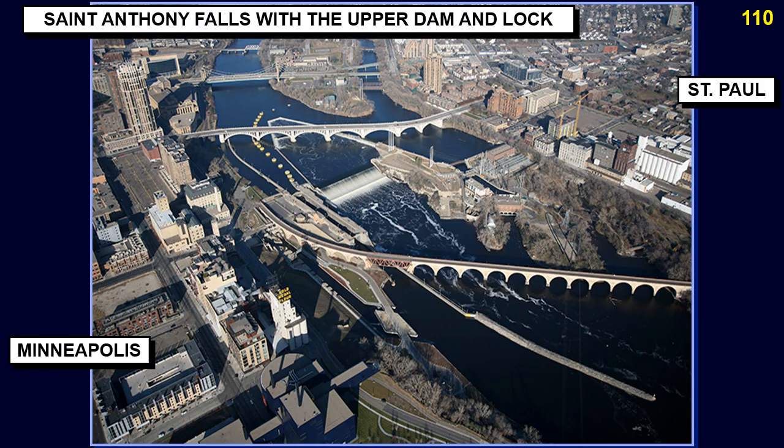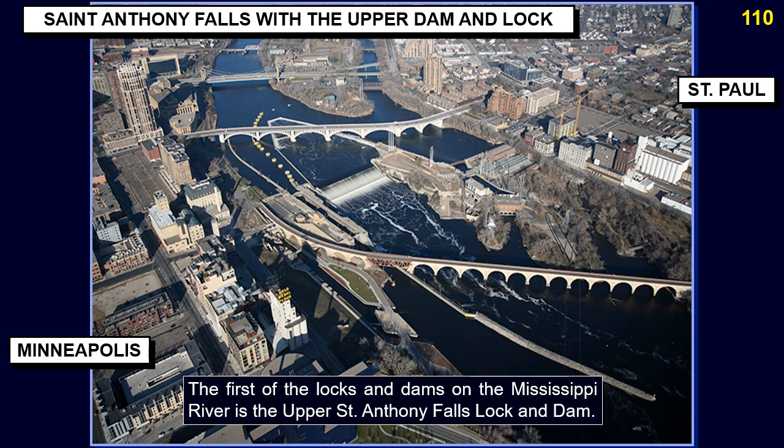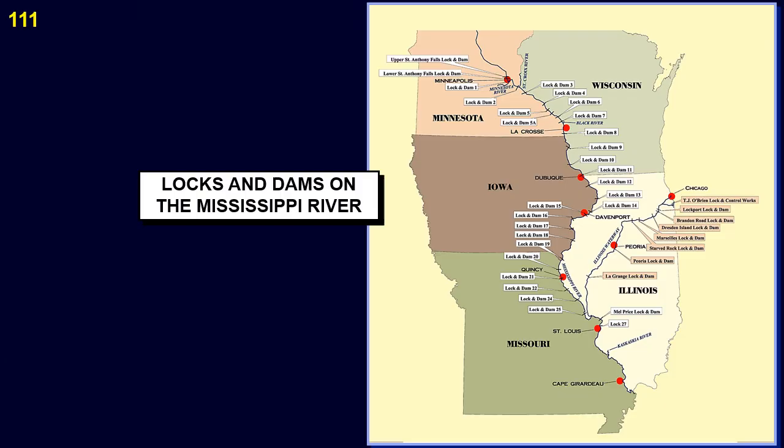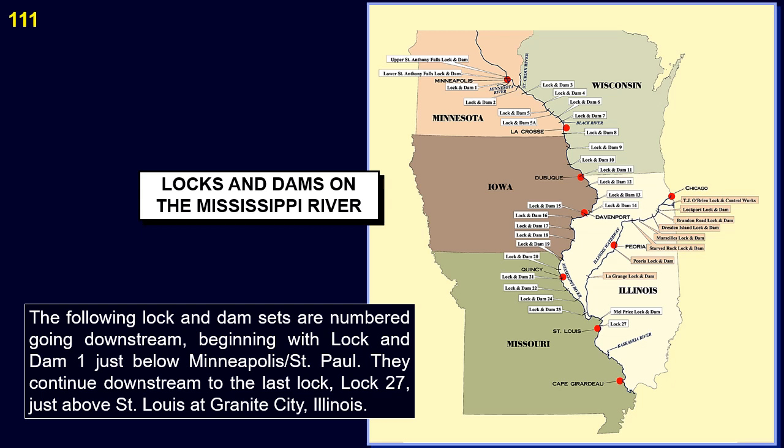The first of the locks and dams on the Mississippi River is the Upper St. Anthony Falls Lock and Dam. The following lock and dam sets are numbered going downstream, beginning with Lock and Dam 1 just below Minneapolis-St. Paul. They continue downstream to the last lock, Lock 27, just above St. Louis at Granite City, Illinois.